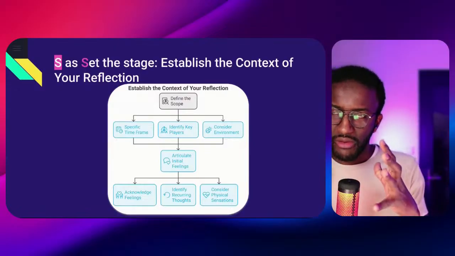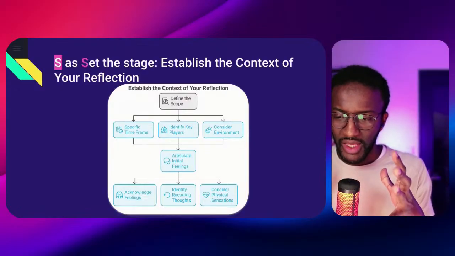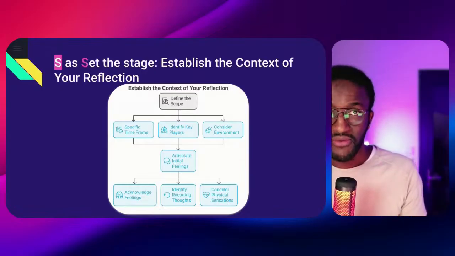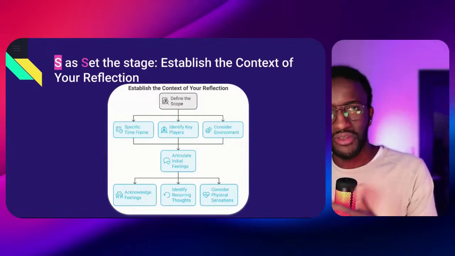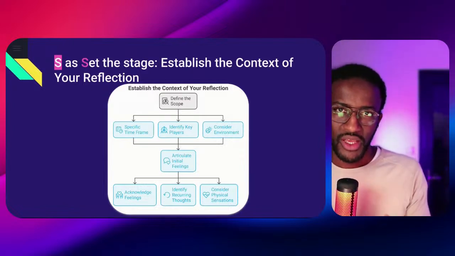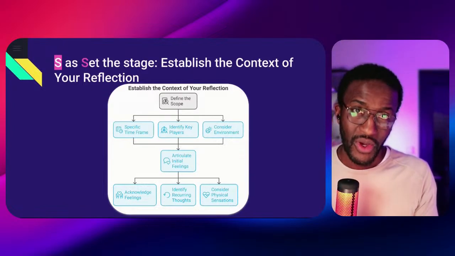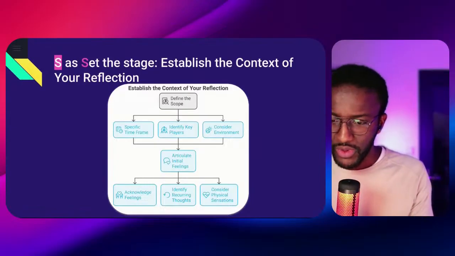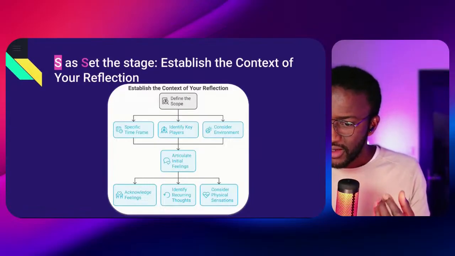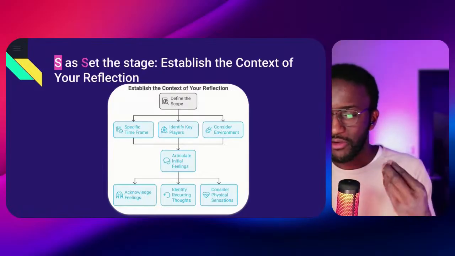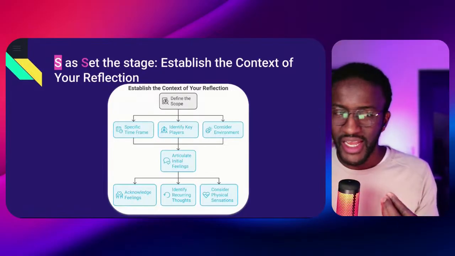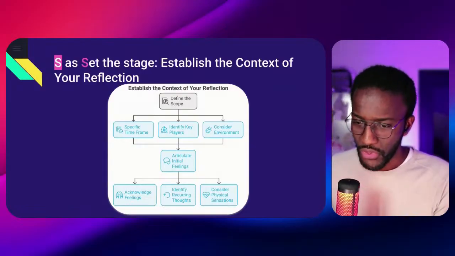And then you have really to articulate your feeling. So articulating your feeling means first to acknowledge your feelings. What you feel is neither good nor bad. So emotion is information. So just acknowledge those feelings, which is really important. Then after, you have to identify those recurring thoughts that you have in your mind that are coming back again and again, and how can you address those recurring thoughts.